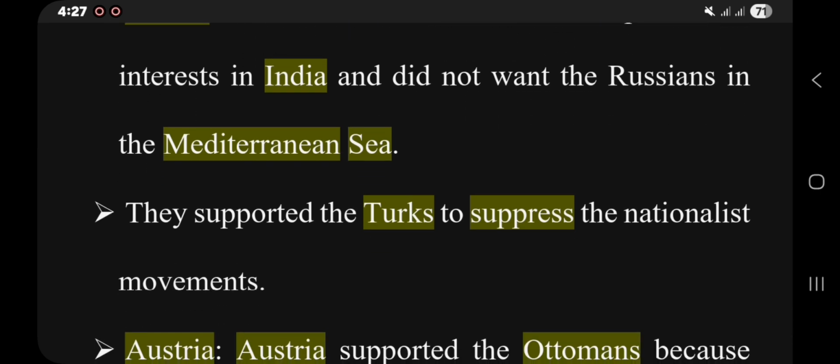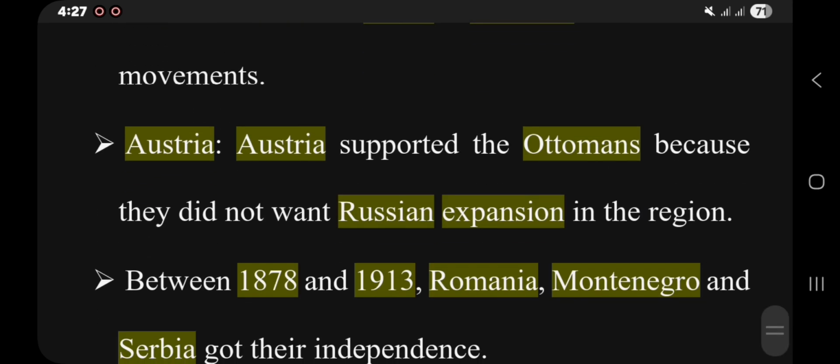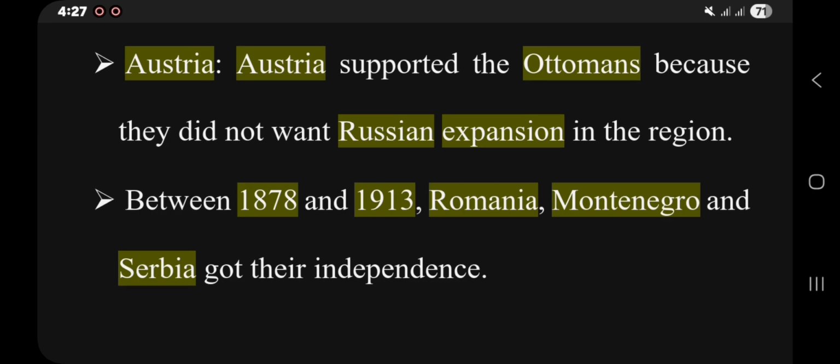Britain's main concern was to protect its interest in India, and it did not want the Russians in the Mediterranean Sea. They supported the Turks to suppress the nationalist movement in the Balkans. Austria supported the Ottomans because they did not want Russian expansion in the region. Between 1878 and the 1930s, Romania, Montenegro, Serbia, and others got their independence and appeared on European maps.